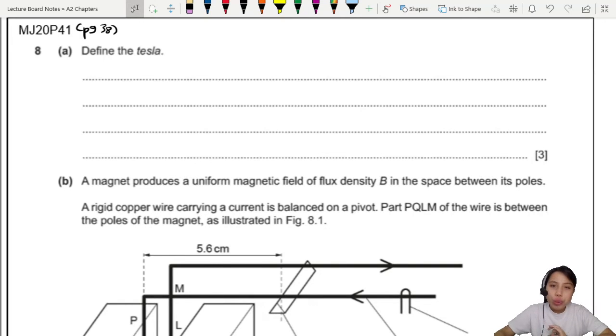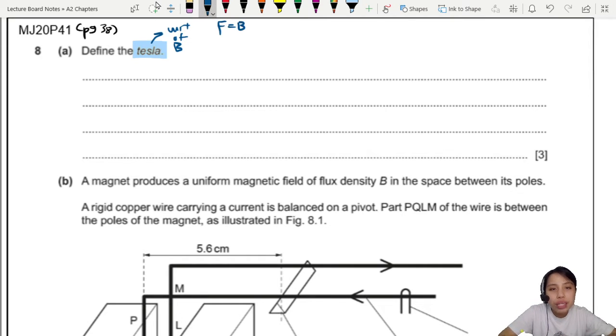Greetings, here is MJ20, paper 41, question 8. Define the Tesla. Now, what is a Tesla? It's not a company, although the company is named after it. But here it is a unit of B. You know how the Newton is the unit of force? So Tesla is a unit of magnetic flux density.